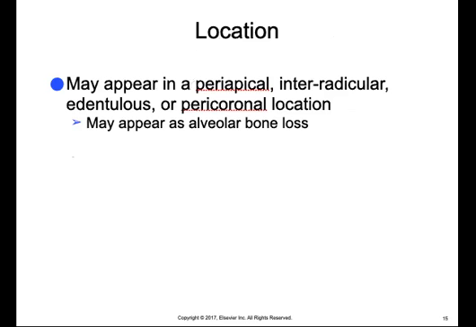In addition to appearance, radiolucent lesions can also be described in terms of location. The location of a lesion is important for communication and documentation purposes. A radiolucent lesion may appear in a periapical, interradicular, edentulous, or pericoronal location. A radiolucent lesion may also appear as alveolar bone loss. So it's important for communication as well as documentation purposes to understand the location of certain lesions.